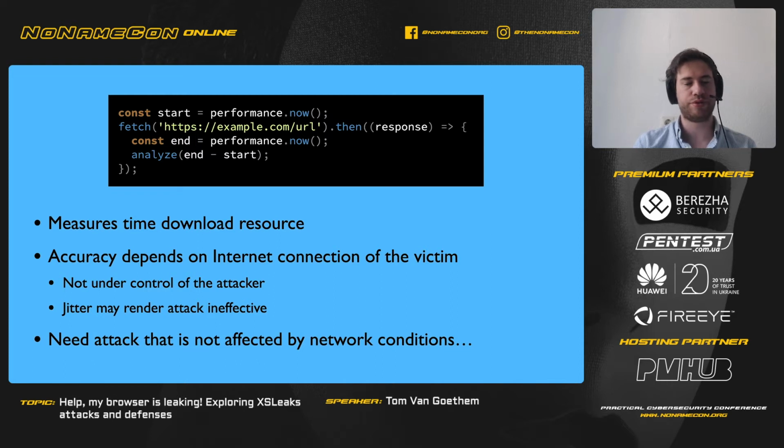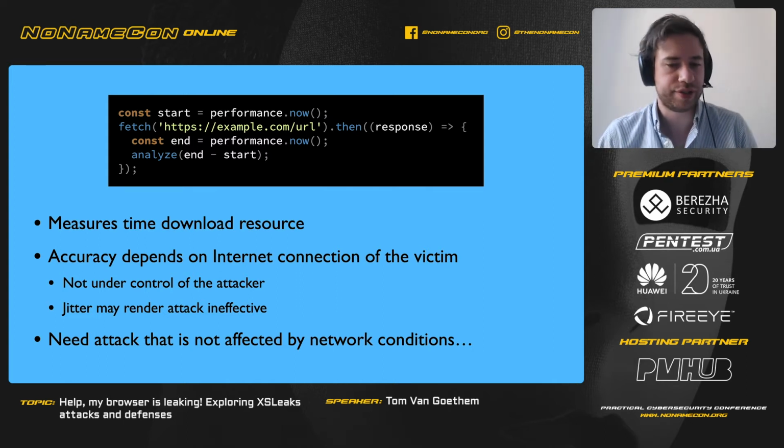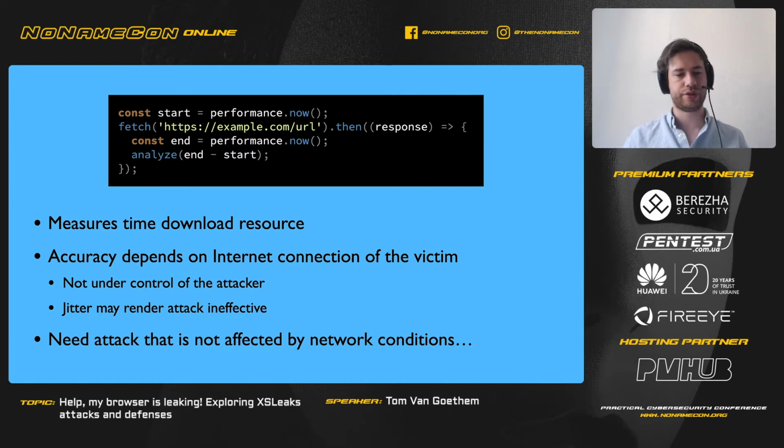So the most simple way to perform a timing attack is by starting your timer, then making a GET request, or like a fetch, and then when the promise of this fetch request resolves, so that's when this function in the then executes, and then we can stop the timer, and we just take the difference between these points in time. So this will measure the time it took to download the resource.